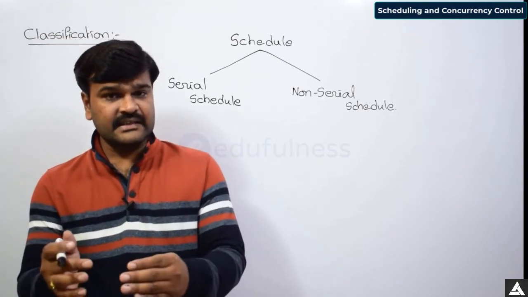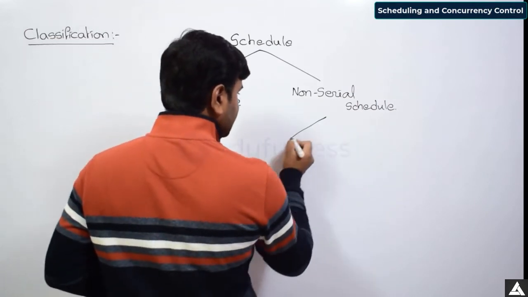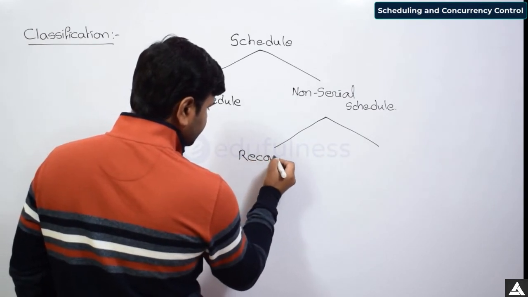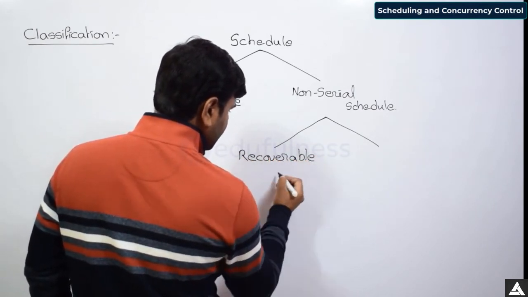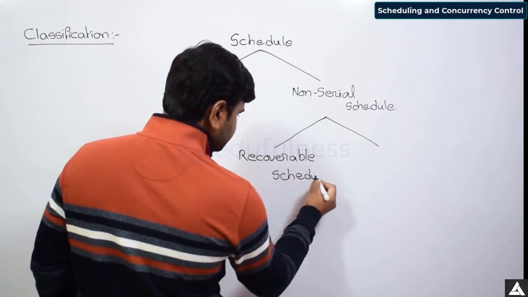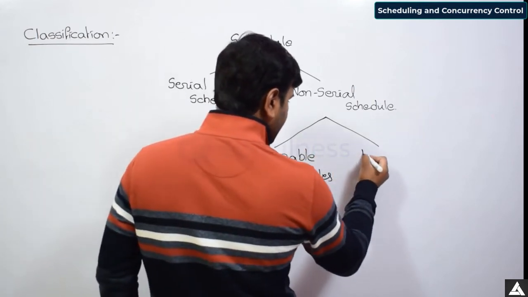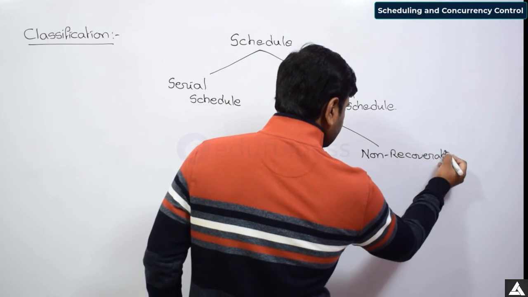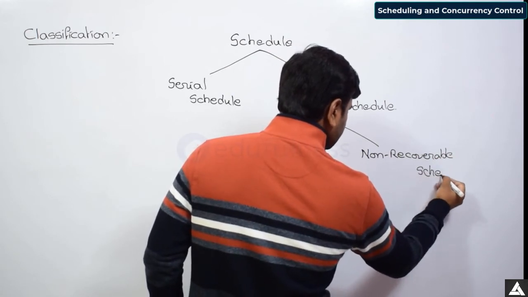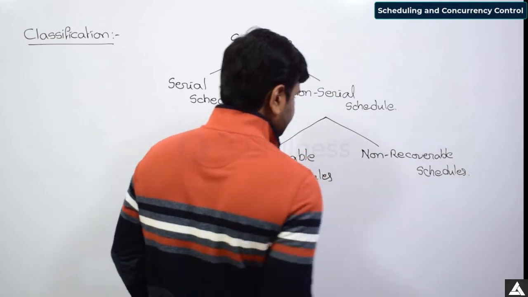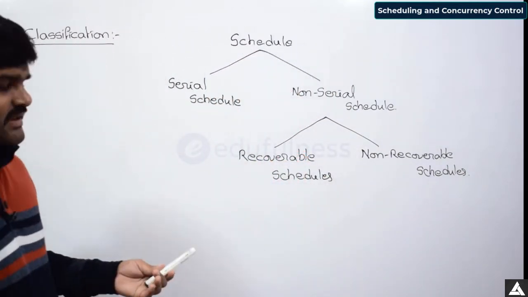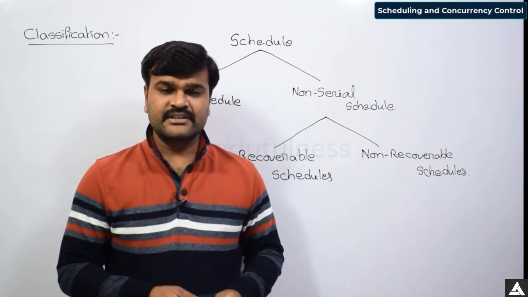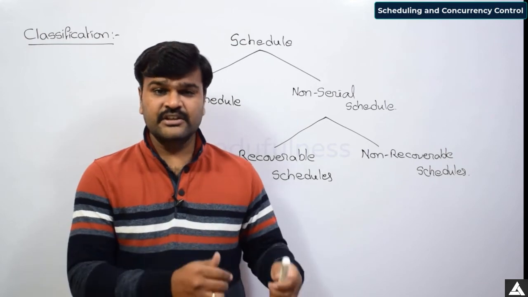When you are doing like that, we are going to have again two kinds, that is recoverable schedules, and oppositely non-recoverable schedules. If it is non-recoverable, then it is always not recommended. So there is no further discussion. If it is a non-recoverable schedule, you simply leave it.